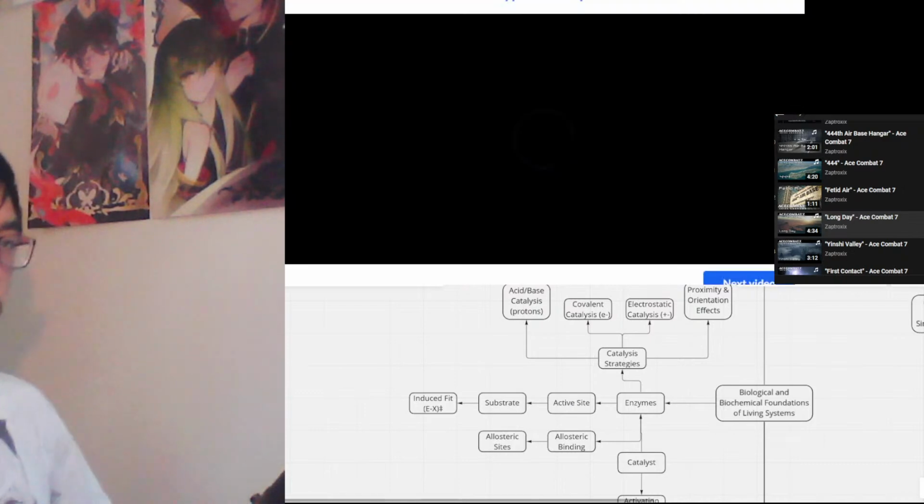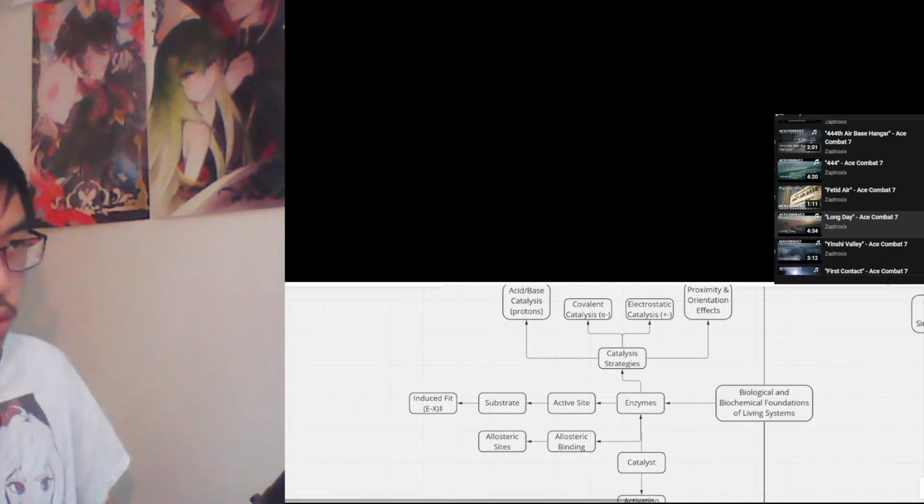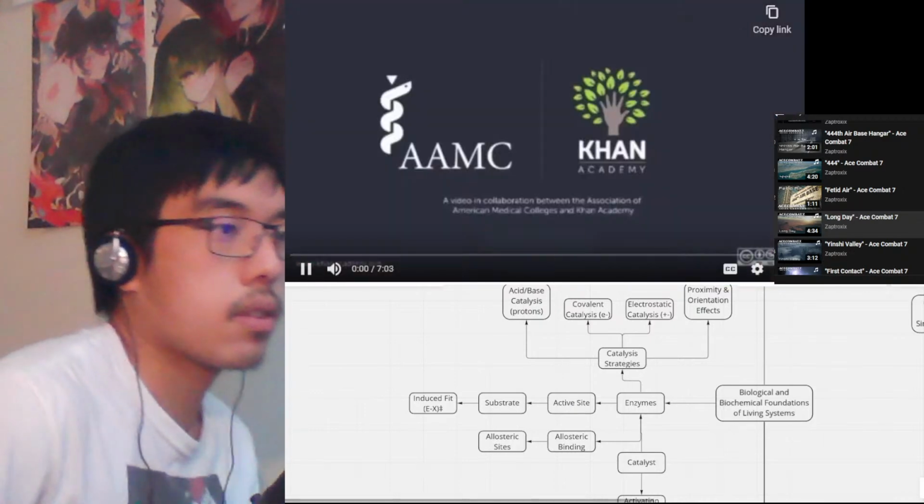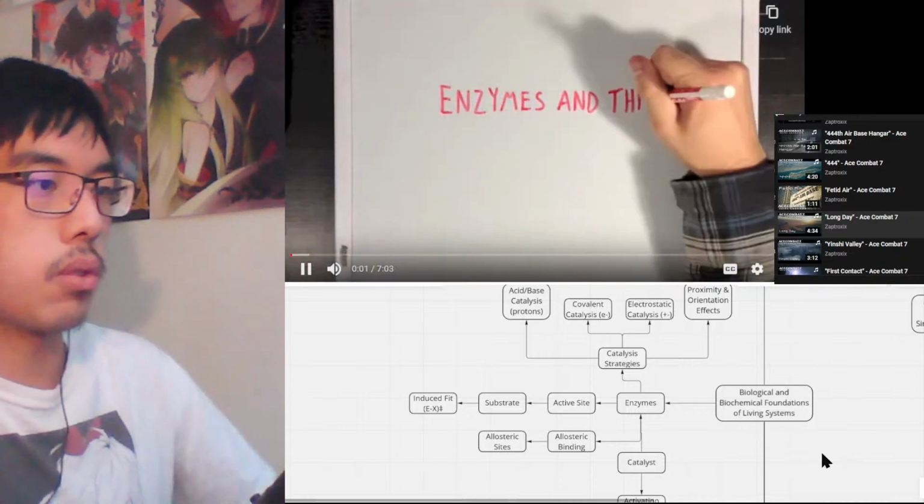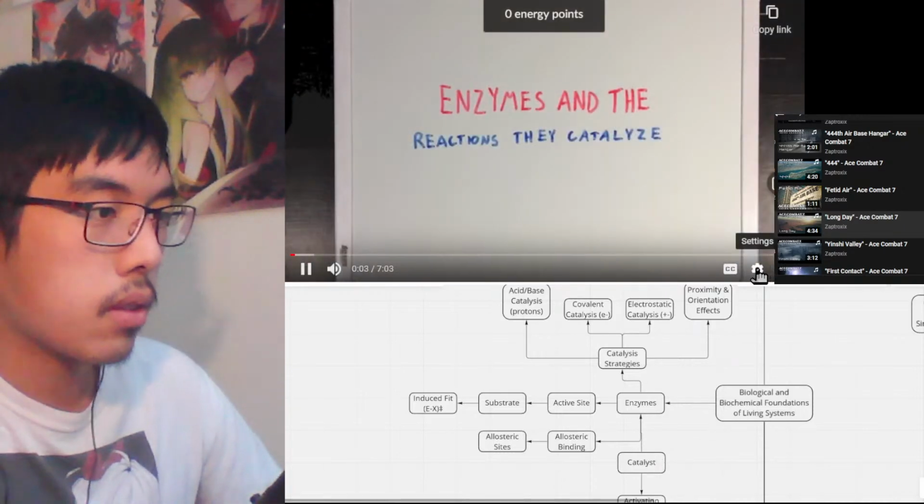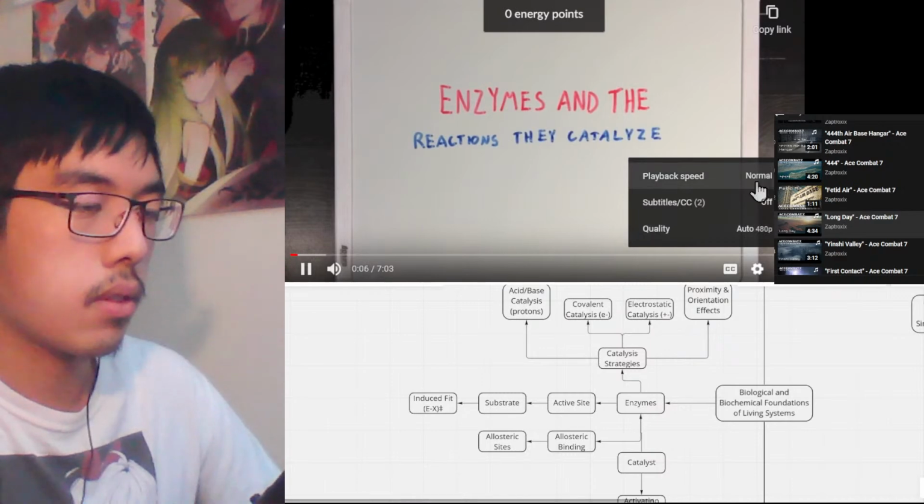Okay, nice. 6 types of enzymes. Oh boy. Wait, I might actually learn something here. About enzymes and all the different kinds of reactions that enzymes can catalyze.